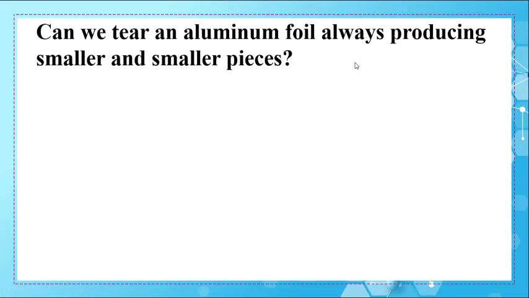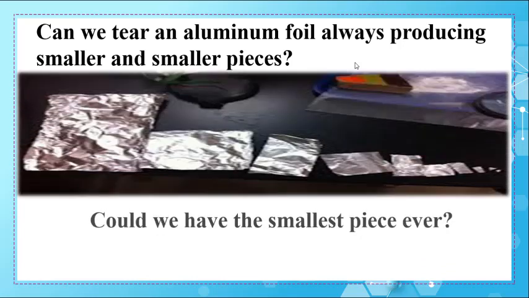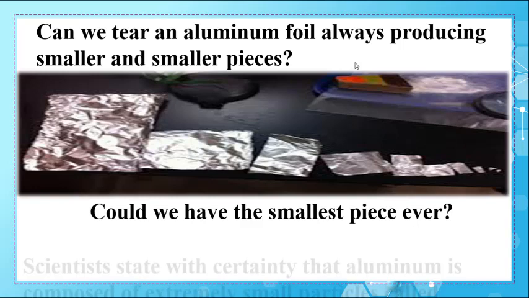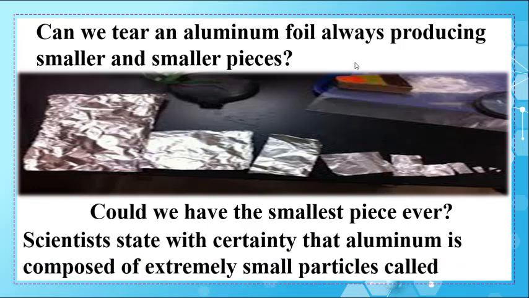Take the piece of aluminum foil you have. Aluminium is also matter. If you begin to tear this aluminum foil, can you keep tearing it, producing smaller and smaller pieces? Or will you reach the smallest piece ever? Of course, at a certain point, you will reach the smallest piece ever. In fact, scientists state with certainty that aluminium is composed of extremely small particles called atoms. In this case, these atoms are aluminium atoms.